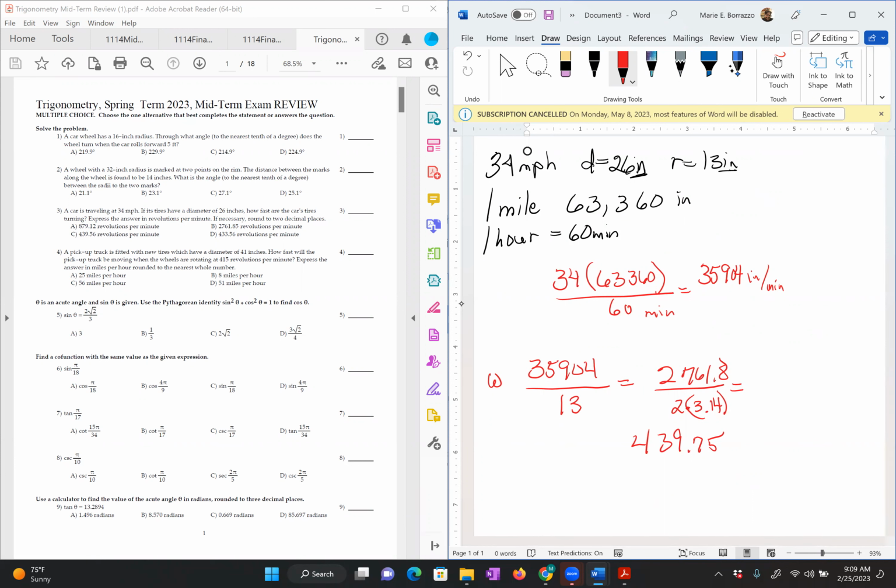So just remember, it's basically the miles per hour times the inches in a mile. So that's your step 1. And we're dividing it lastly by 60 minutes, which gives us this value. We then divide this value by the half of the diameter, so the radius. And so we get 2761.8 divided by 2 times pi. And so the result is 439.75.